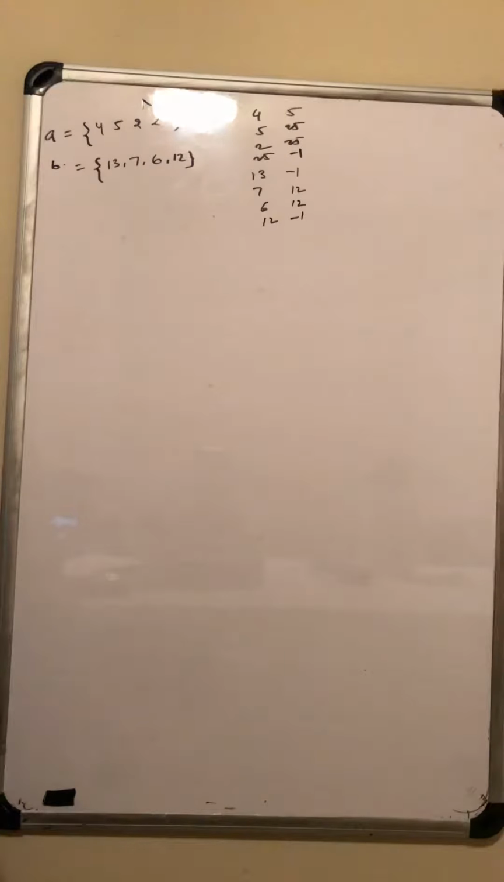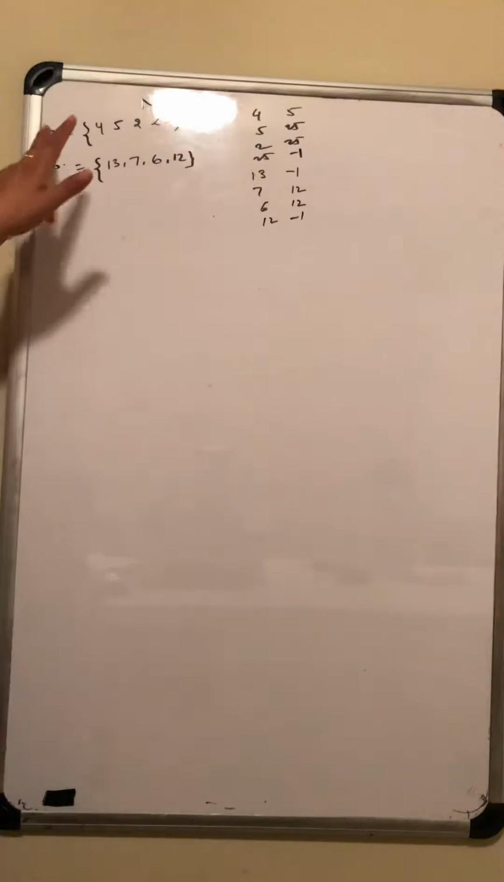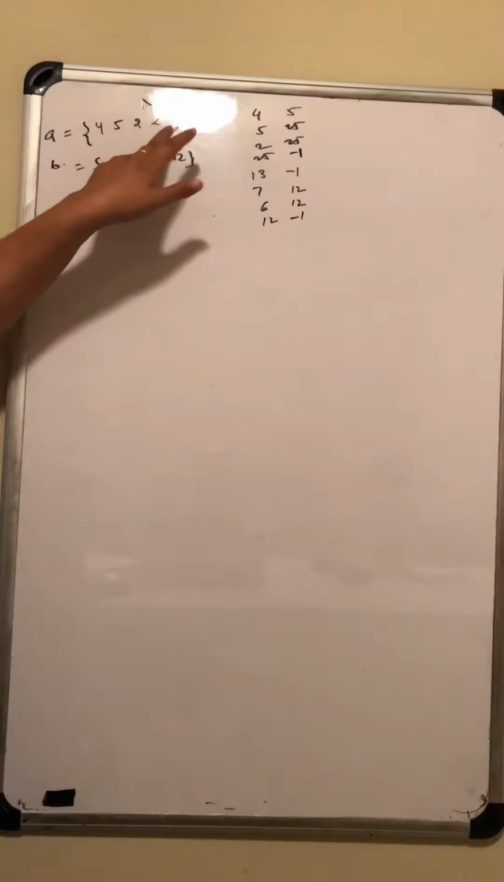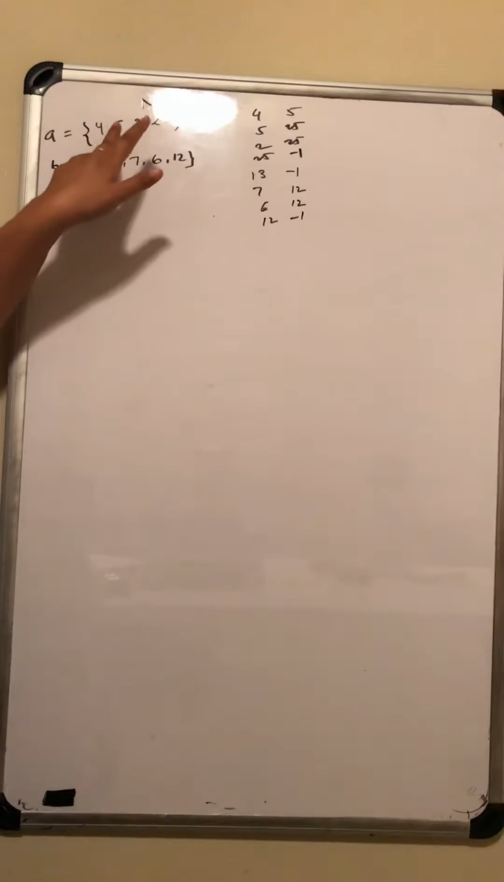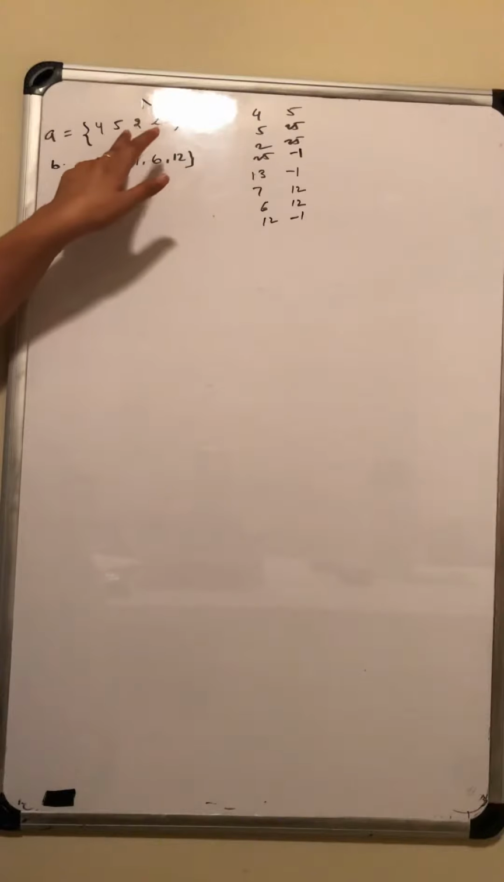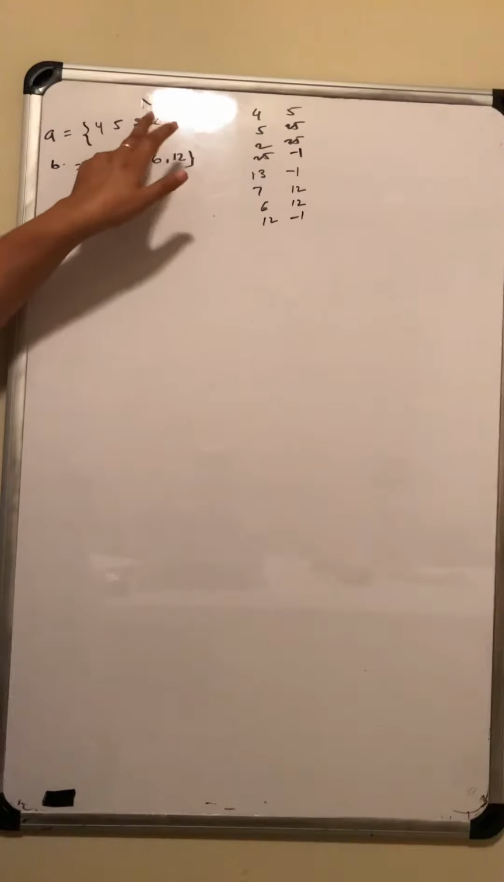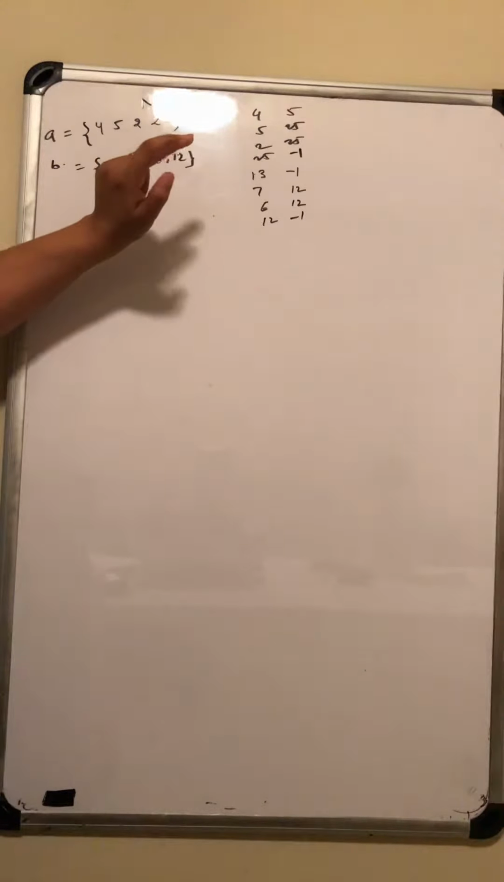Let's discuss the problem, which is next greater element. Print the next greater element. If the array A is equal to 4, 5, 2, 25, the next greater element of 4 is 5. For 5, the next greater element is 25. For 2, the next greater element is 25.